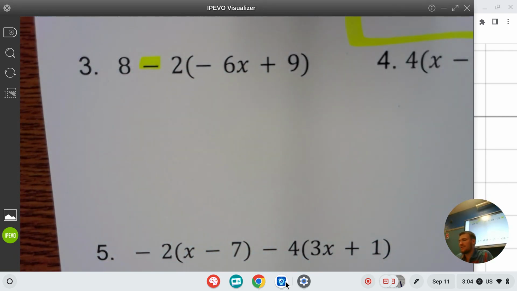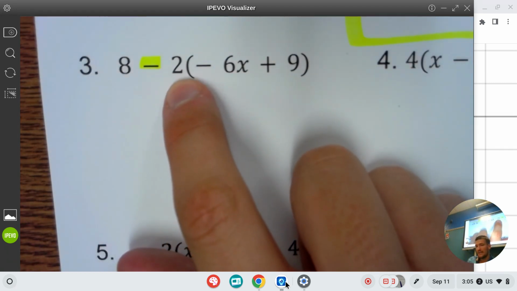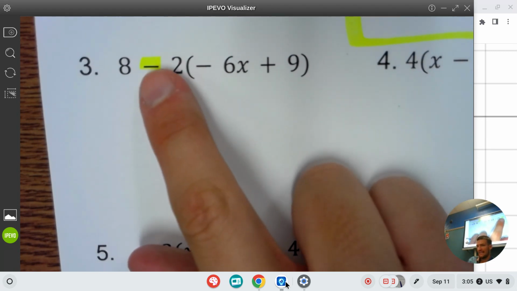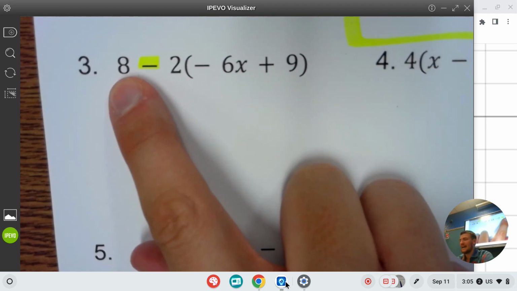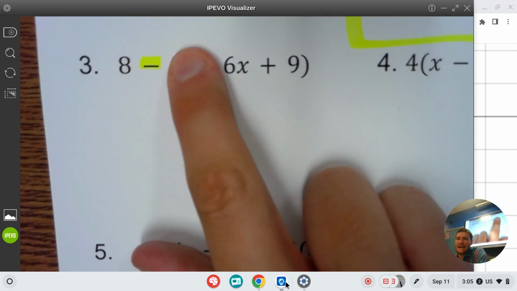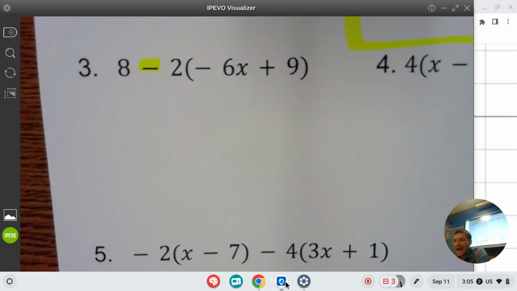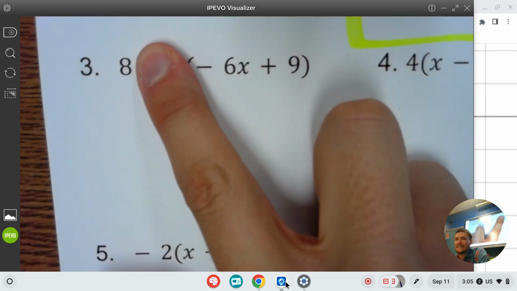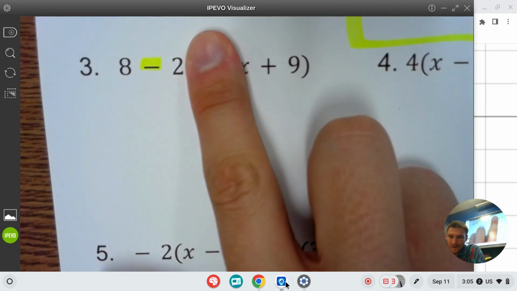So let me ask you this question. Does this negative sign make the 8 negative, or does it make the 2 negative? 2. Right. This negative has nothing to do with the 8. Okay? I see a lot of students who see this and they think that means negative 8. That's not how math works. A negative sign has to be in front of the number. So, this is a positive 8. Would you guys agree with me on that? Cool. And this is a negative 2. Would you guys agree with me on that?